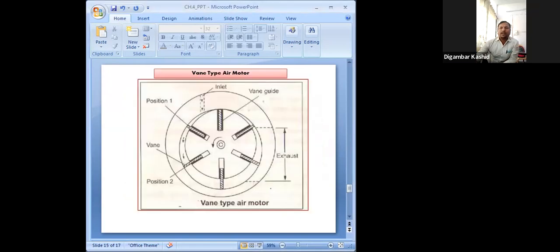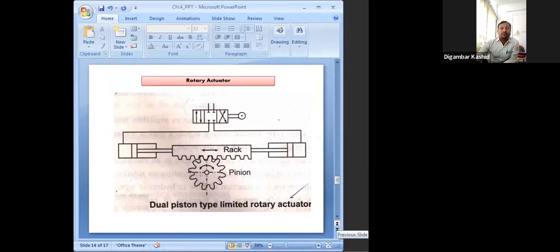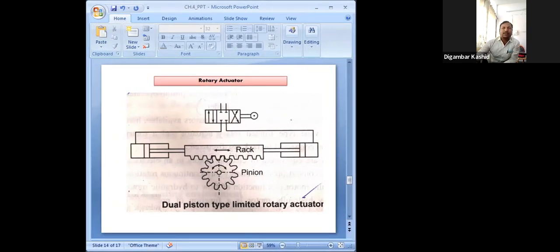Now that rotary, that is an air motor, that we'll discuss later. Again, we have a small video with an animation of this rotary actuator that we'll discuss.